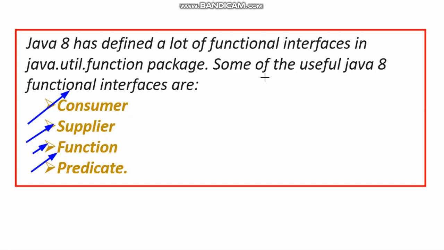So here I can talk about the use of functional interface. It will also avoid anonymous class type implementation. So we can reduce boilerplate code from our code. Okay, so these are the advantages of a functional interface.